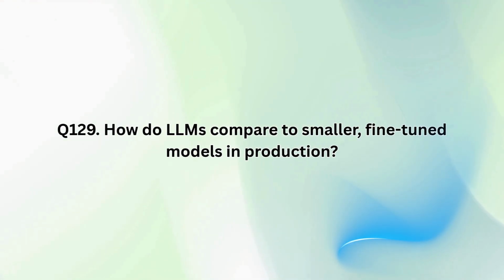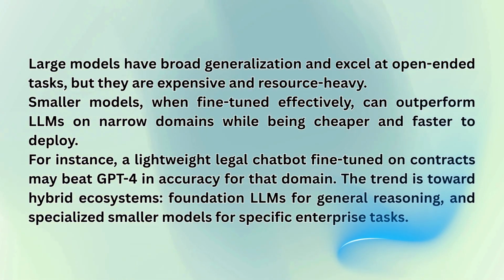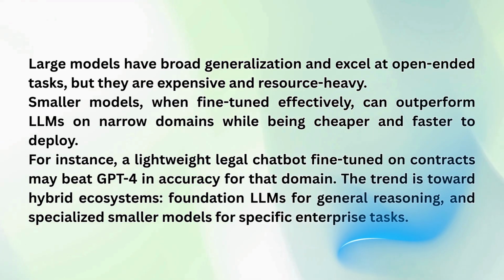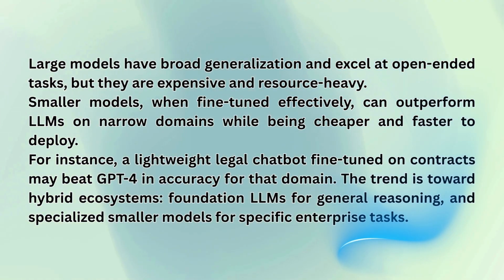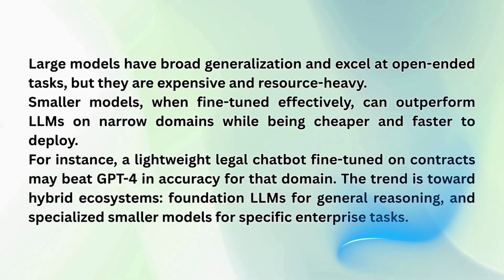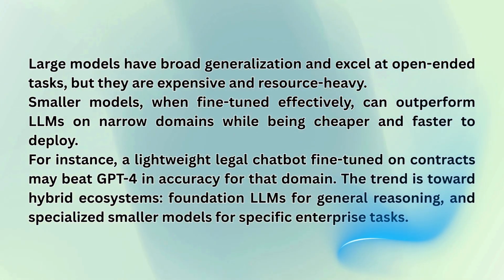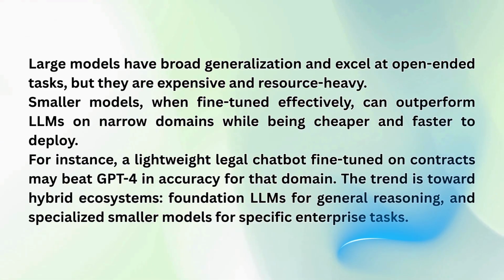How do LLMs compare to smaller, fine-tuned models in production? Large models have broad generalization and excel at open-ended tasks, but they are expensive and resource-heavy. Smaller models, when fine-tuned effectively, can outperform LLMs on narrow domains while being cheaper and faster to deploy. For instance, a lightweight legal chatbot, fine-tuned on contracts, may beat GPT-4 in accuracy for that domain. The trend is toward hybrid ecosystems: foundation LLMs for general reasoning, and specialized smaller models for specific enterprise tasks.